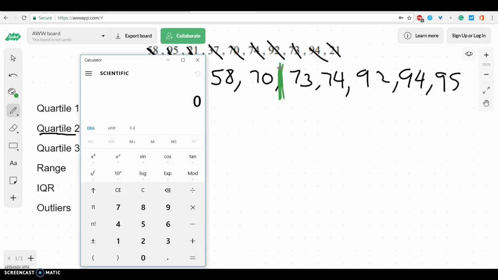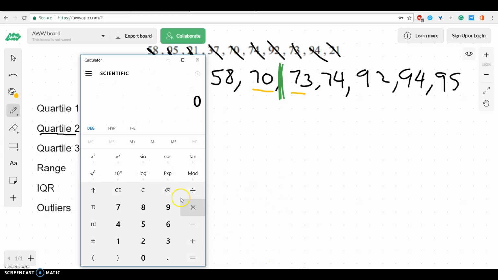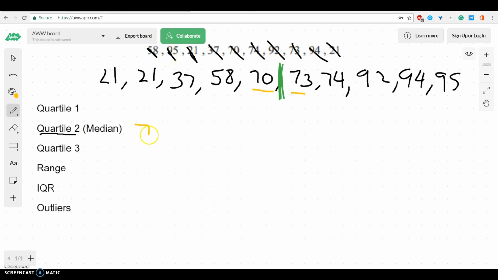So we find that number. How you find that number is you take the average of these two numbers right here. To take the average, all you have to do is take your calculator, add the two numbers together, and then divide by 2. So our answer is 71.5, and that is the median. And again, that's the average of these two numbers here. What we did to find the average was add the two numbers together and divide by 2, because that's how you take an average.